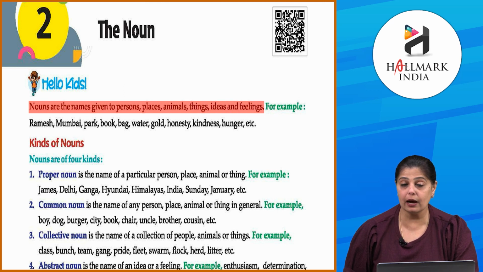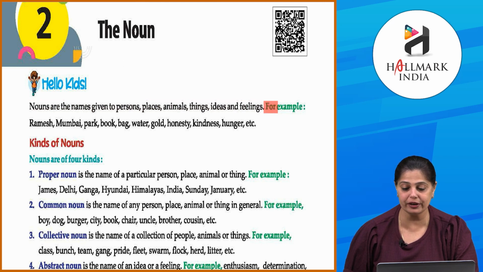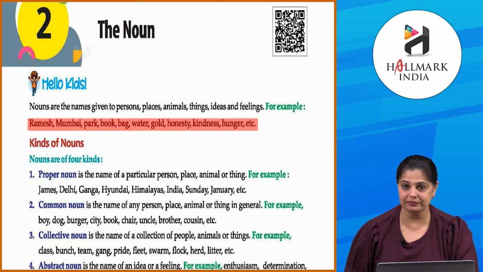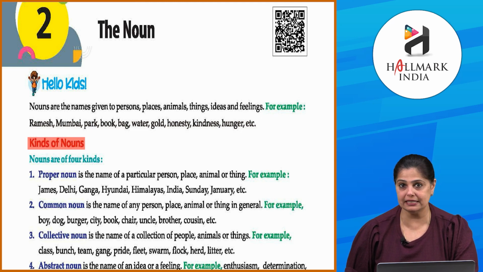Okay, तो nouns क्या होते हैं ये हमने हमारे फर्स्ट क्लास से हम सीखते आए हैं. नाउन्स होते हैं नेम गिवन टू अ पर्सन, प्लेस, एनिमल, थिंग, आइडियाज, फीलिंग्स. ओके, फॉर एग्जाम्पल रमेश, मुंबई, पार्क, बुक, बैग, वाटर, गोल्ड, ऑनेस्टी, काइंडनेस, हंगर, एक्सेट्रा. क्लियर? नाउ लेट्स लुक एट द काइंड ऑफ नाउन्स इन डिटेल. ओके, अब हम नाउन्स के डिफरेंट काइंड्स को देखेंगे डिटेल में.